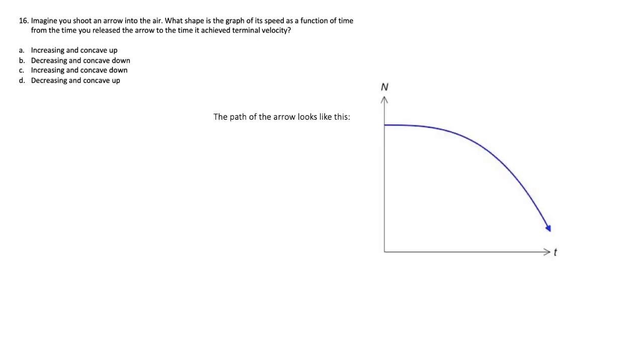Imagine you shoot an arrow into the air. What's the shape of its path? What shape is the graph of its speed as a function of time from the time you release the arrow to the time it achieved terminal velocity? The path of the arrow looks like this. So the shape of the graph of its speed as a function of time is decreasing and concave down.